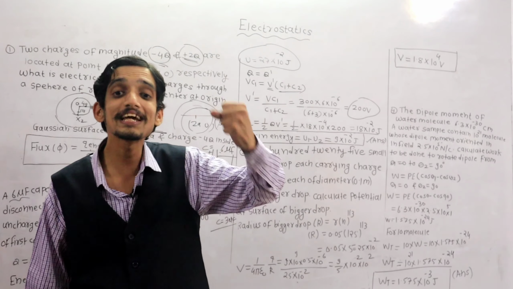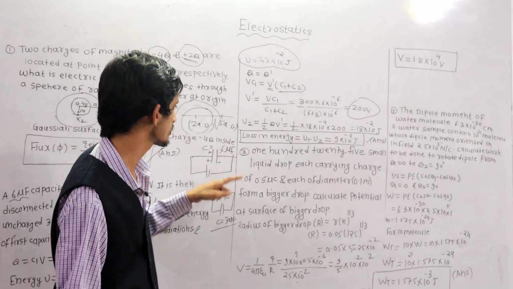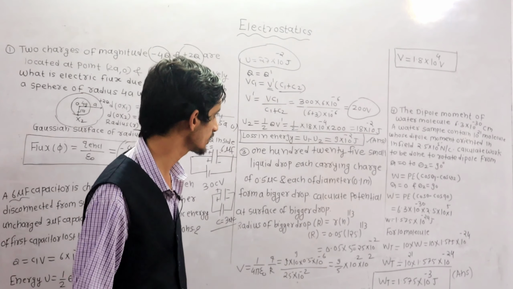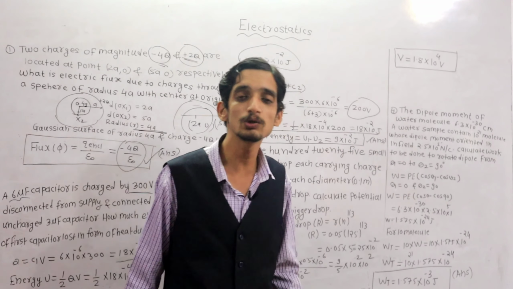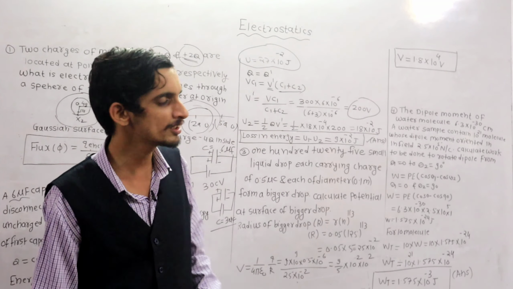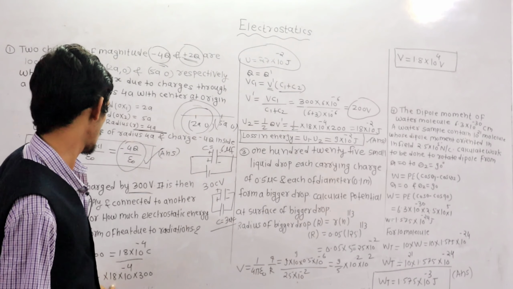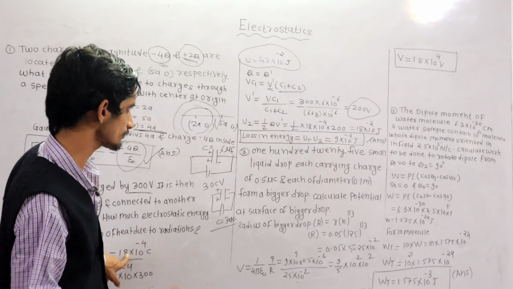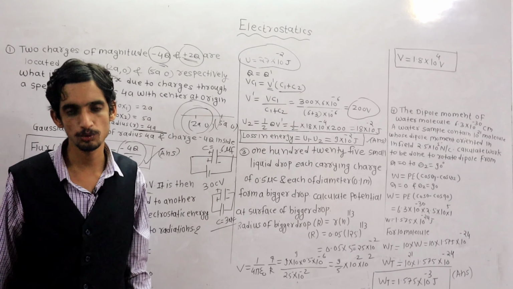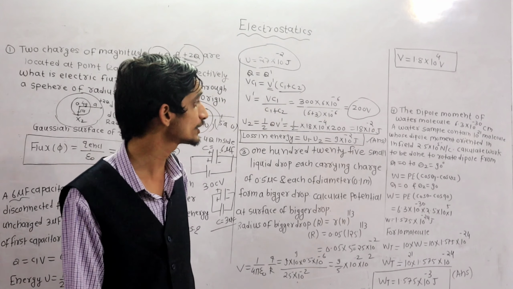Now second, how much energy is stored by the second capacitor? The energy stored by the second capacitor, U2, is half Q V dash. So half Q is 18 into 10 raised to minus 4 into 200, that is 18 into 10 raised to minus 2 joules. It is the energy stored by the second capacitor, and the energy stored by the first capacitor is 27 into 10 raised to minus 2 joules. Energy stored by the second capacitor is 18 into 10 raised to minus 2 joules.